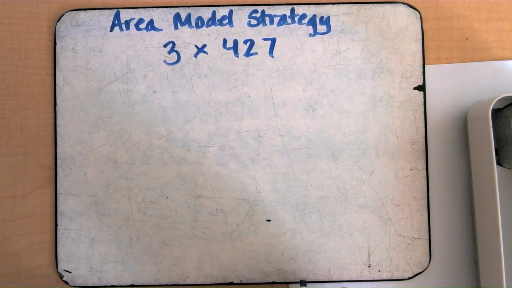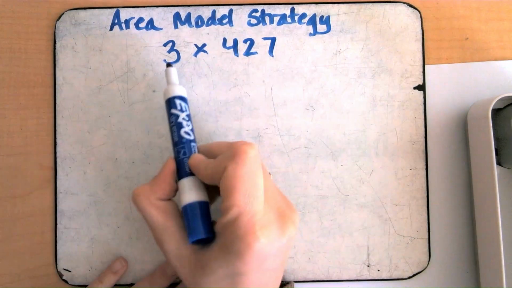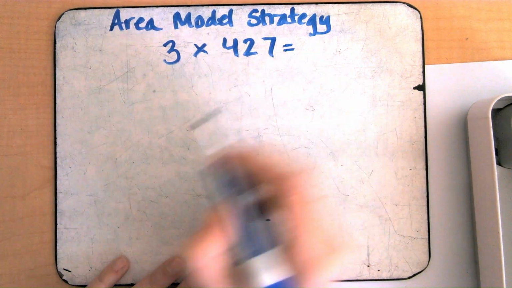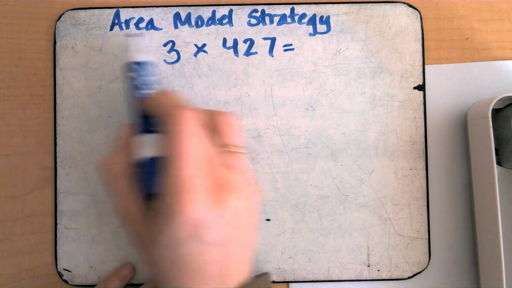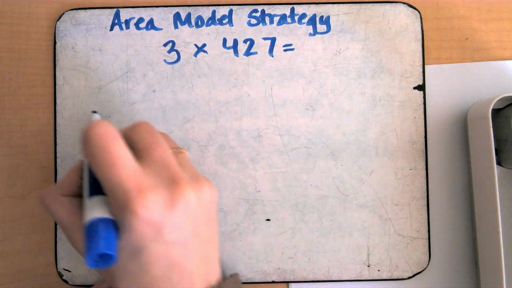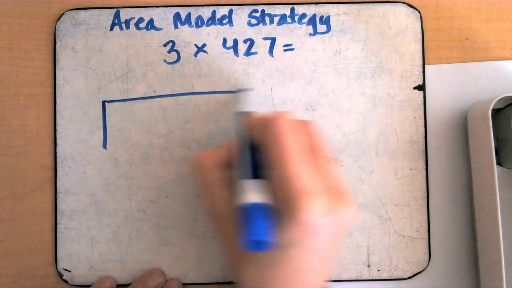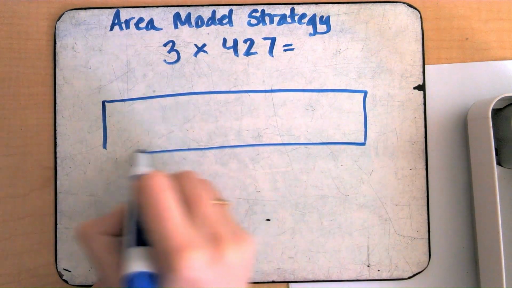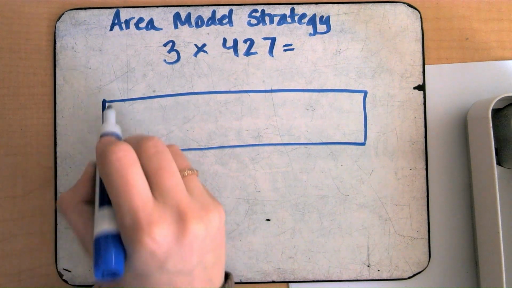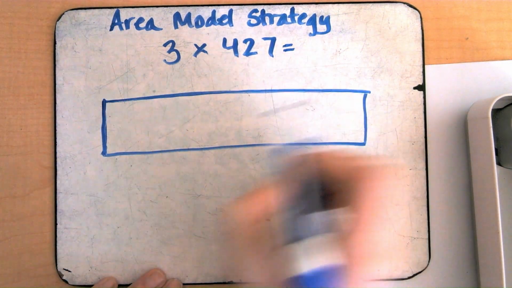The next strategy we're going to talk about is the area model strategy, and we're just going to go ahead and use the same equation that we used just before in the place value strategy. What we're going to do is we're going to use our understanding of area to solve this problem. So I'm going to draw a long skinny box. This is my rectangle. I'm going to find the area. I'm going to find the length and the width of this box.